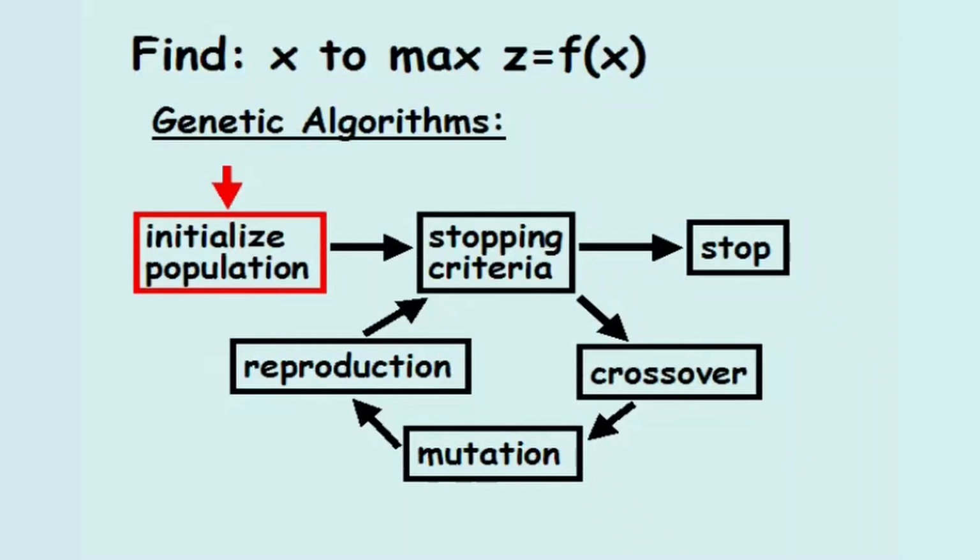To begin, a population of feasible species are initialized and then tested against a termination criterion such as maximum fitness of a species, average fitness of an entire population, or number of generations. If the termination criterion is not satisfied, a new generation is produced by crossover, mutation, and reproduction until the termination criterion is met.